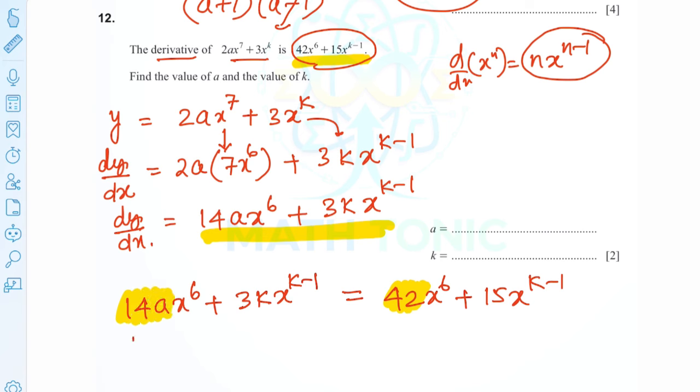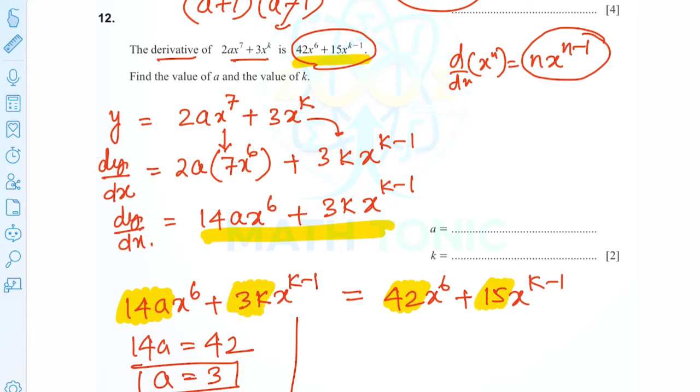Did you get it? So can I say 14a equals 42, divide by 14 on both sides, so you'll get a equals 3 here. 42 over 14 equals 3. Got it? For x power k minus 1, the coefficient is 15 and the coefficient on my side is 3k. Simple, make it equal. So we can write 3k equals 15. We can say k equals 3. I'm sorry, k equals 5, my bad. Divide by 3 on both sides, so we get k equals 5. So we can say that a equals 3 and k equals 5.